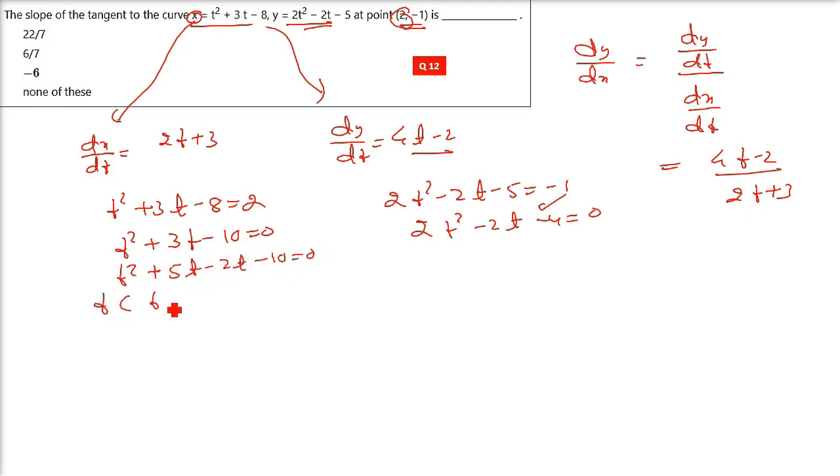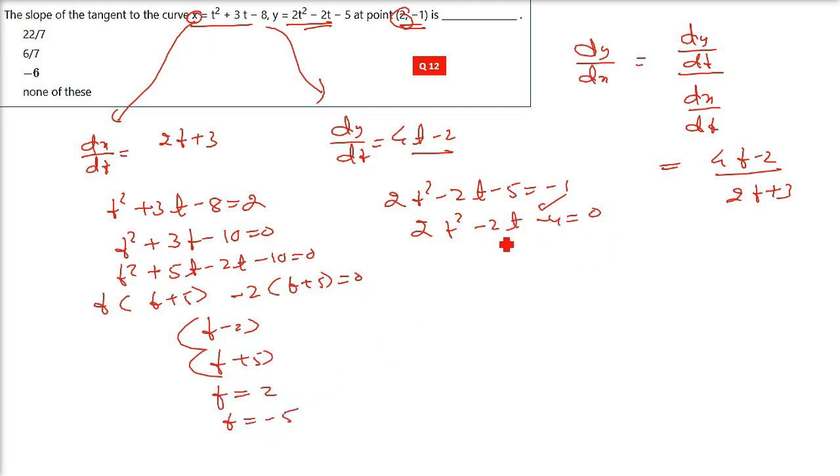You can take t common, t plus 5. Minus 2 you can take common, t plus 5 again. So we have t minus 2 into t plus 5. So you will get t equals 2 and t equals negative 5. Here also we'll find out the value of t. So factorization you can do by yourself. You know it already. 2t plus 2 will be a factor. t minus 2 will be a factor. And just put them equal to 0. So t is equal to negative 1 and t is equal to 2.